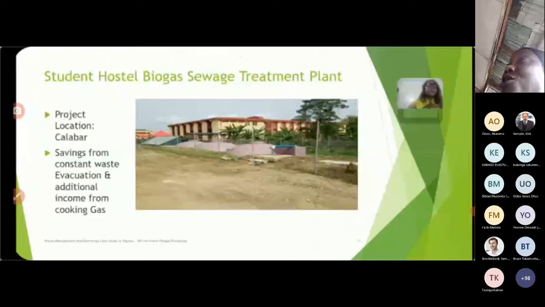We also have the student hostel biogas sewage treatment plant located somewhere in the southern part of Nigeria. This is to help the hostel owners reduce the cost they spend on constant sewage evacuation. But with this biogas sewage treatment plant in place, they no longer have to evacuate their waste.